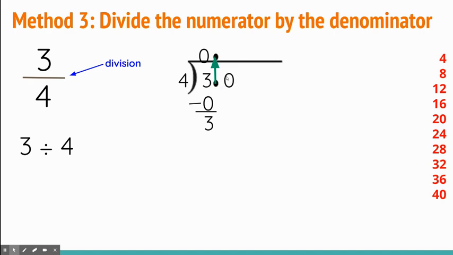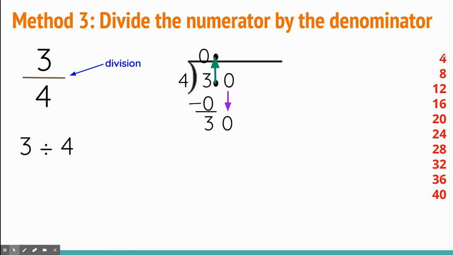Now, adding a 0 after the decimal point didn't change the value of 3 at all. All it did was give me another number to work with. And now I can bring that 0 down. And instead of 3, I now have 30. So now we can continue on with our division. So the question now is, how many groups of 4 can I get out of 30? And this is when my multiples listed over here really come in handy.